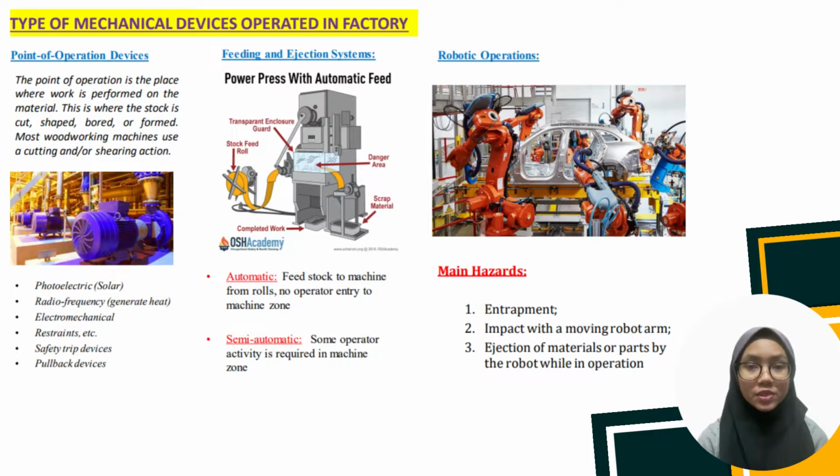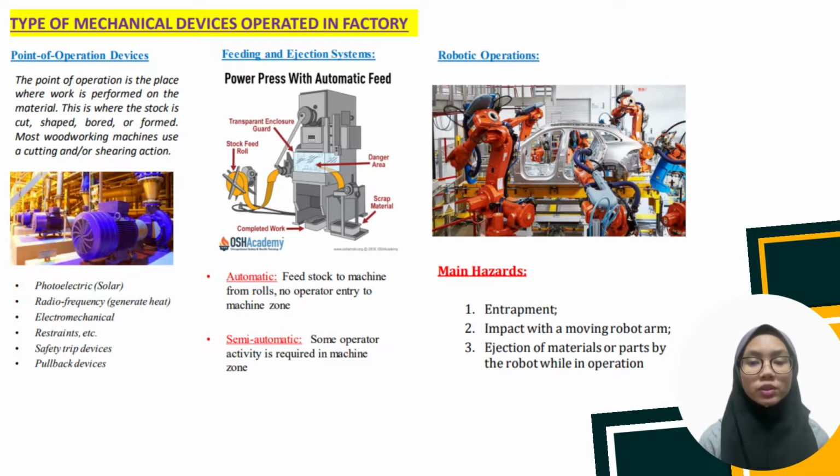There are three types of mechanical devices operated in factory, such as point of operation device, feeding and injection system, and robotic operation. Point of operation is the area on a machine where work is actually performed upon the material being processed. The point of operation of a machine whose operation exposes an employee to injury shall be guarded.